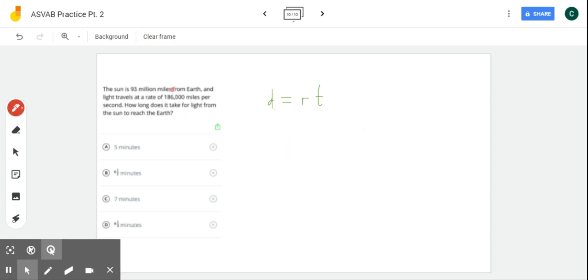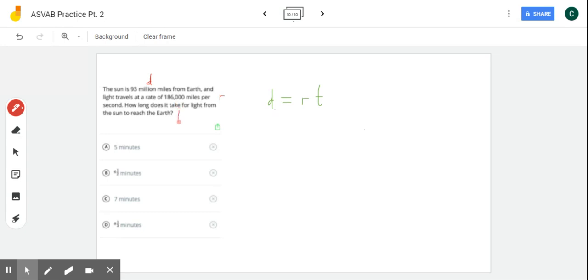All right, this is another distance, rate, and time problem. The sun is 93 million miles from the Earth. 186,000 miles per second is the rate at which the light travels. How long does it take the light to reach the Earth from the sun? So distance is 93 million miles. Rate, miles per second. And they asked us to find the time that it takes.